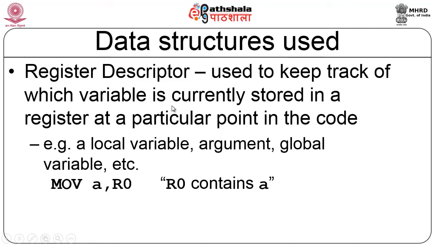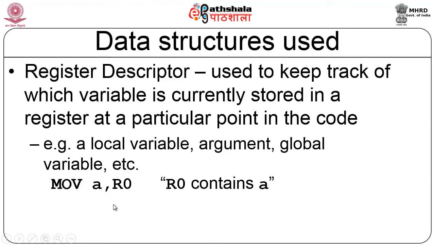So what does it basically say is, given a query as register, okay, given register as R0, it will return what R0 contains. So if I say give me what is available in R0 or R1, it is going to tell me what variable is available in the register R0. For example, a local variable, an argument or a global variable, etc. could be the query, and move a comma R0 will return R0 contains a.